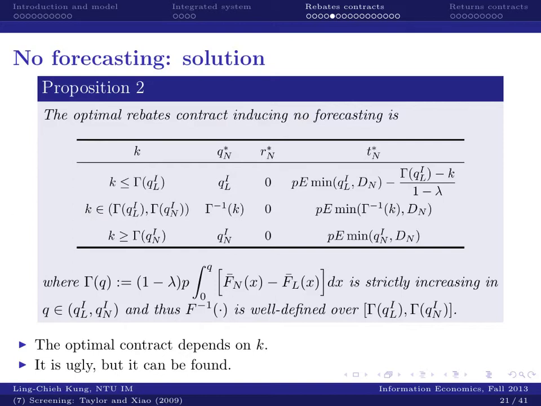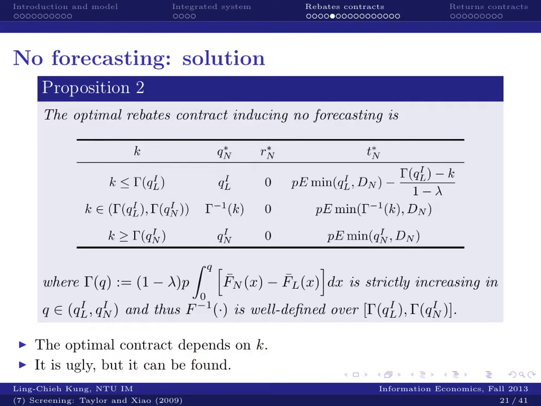But anyway, let's read this optimal contract. When you are required to induce no forecasting, this is your optimal contract. One thing we observe is that when k is in different regions, you have different optimal contracts. So that's one thing: the optimal contract depends on k.